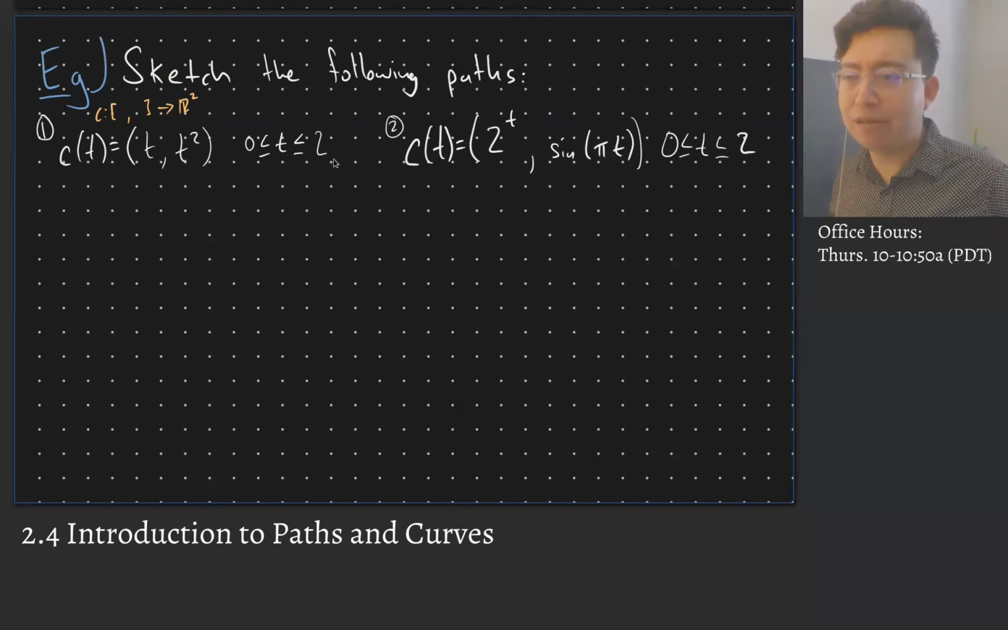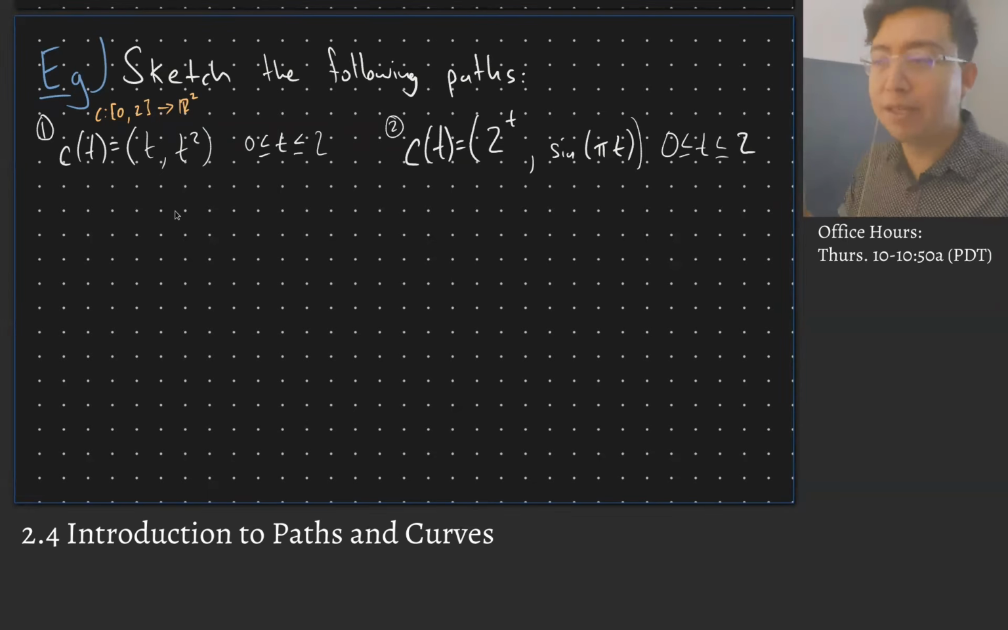But the fact that t goes from 0 to 2 tells us that we're not going along all of the real numbers. We're not plugging in all real numbers. We're just starting at 0 and stopping at 2, and we're only going to plug in those numbers. Okay, now I'm starting with this sketching problem.